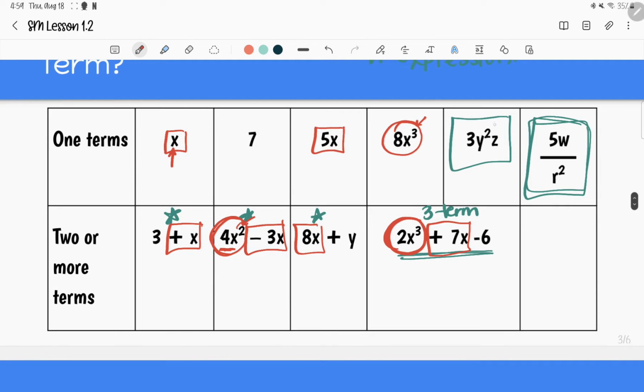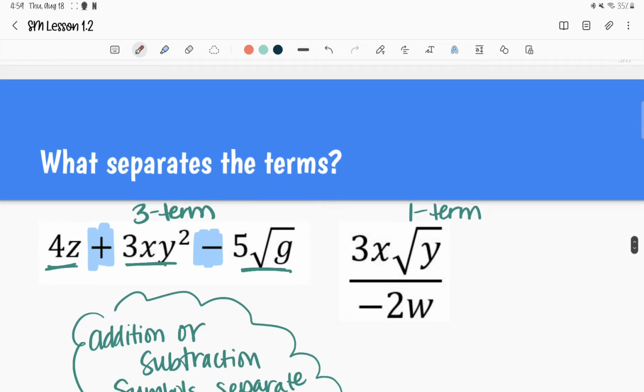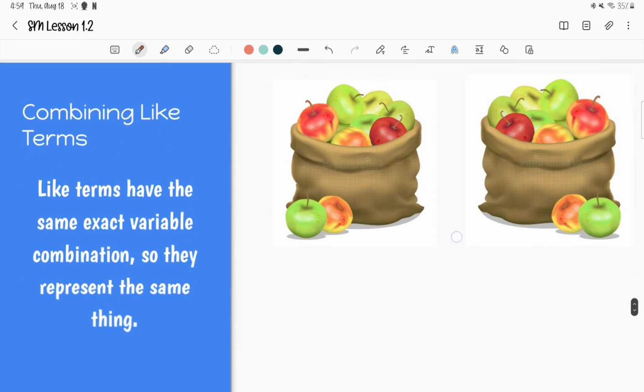Okay, if we wanted to combine something with this one right here, the 3y squared times z, it would have to have that same variable combination. So it would have to have a y squared z in order to combine with this term here. They have to have that same variable combination and exponent combination in order to be combined together. Okay. All right. So now that we know that, let's practice combining like terms.